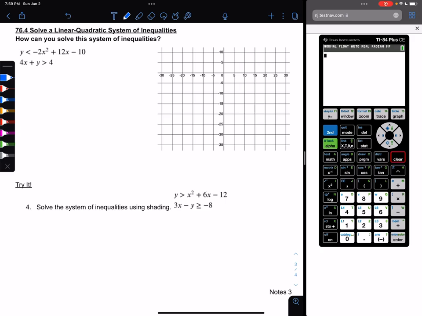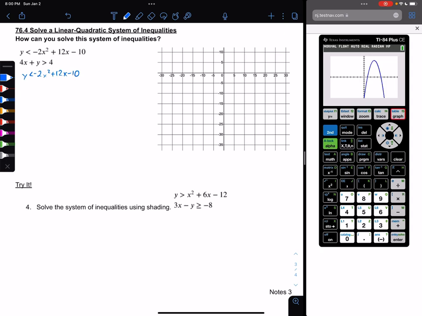Okay. Inequality 1, we have y is less than negative 2x squared plus 12x minus 10. And what I'm going to do is type that in the calculator right away. So negative 2x squared plus 12x minus 10. Now notice that our graph is not the standard numbers. So if I go to graph this, we can see this here, and this is what it's going to wind up looking like. If I look at our window, I think we're okay right now. So let's leave it there.